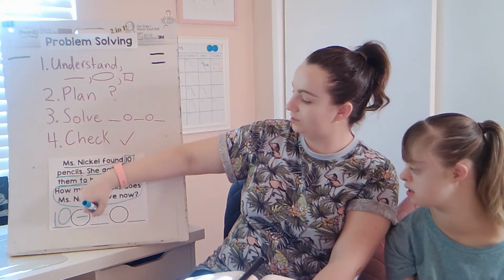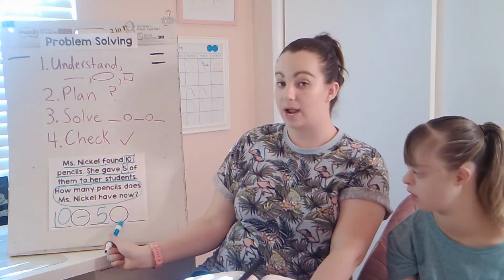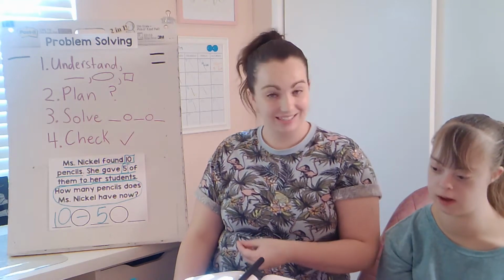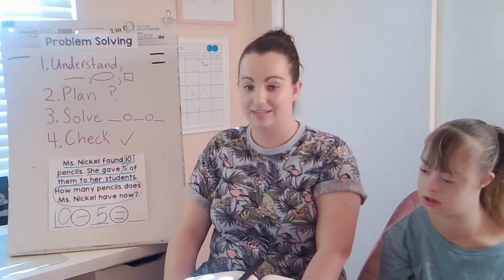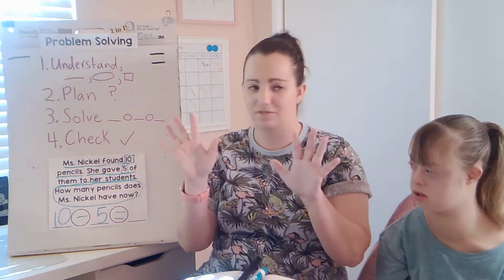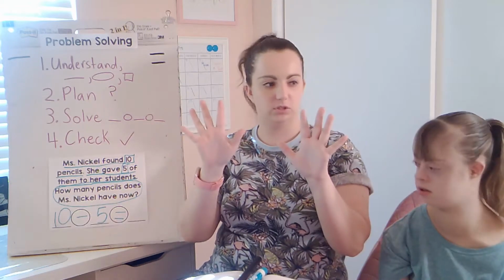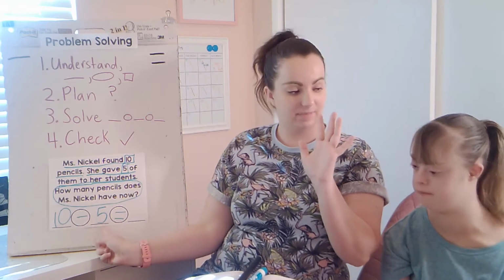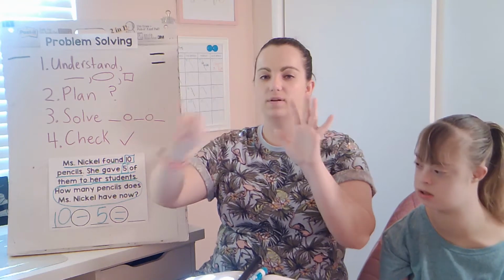10 pencils, take away or gave away 5. Now what sign do I have to write to show the answer? What's the next sign? Equals. Yes, nice work, Kaylee. I write equals, okay? I just have to finish solving it. Since I know we have 10 fingers, I'm just going to use that. I have 10 fingers, like I had 10 pencils. I gave away how many? 5. So say goodbye to 1, 2, 3, 4, 5.